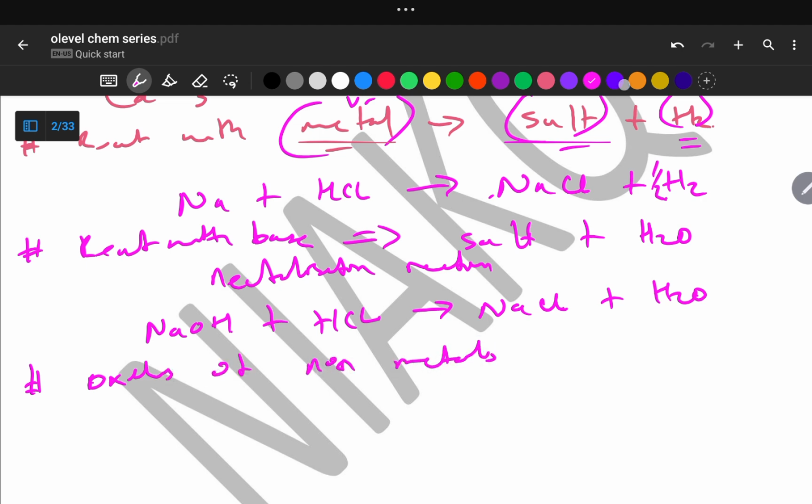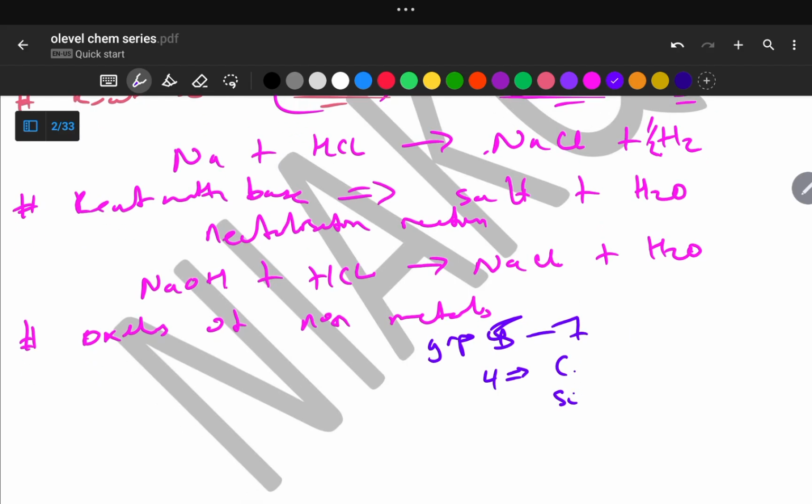So we grouped the elements on the periodic table, and we said group 4, group 5 to 7, these are the non-metals. So in group 4 we have carbon, silicon, germanium, tin, and lastly lead. So these two are the metals, and then these two are the semi-metals, and then carbon is the non-metal. So, oxides of non-metals, right?